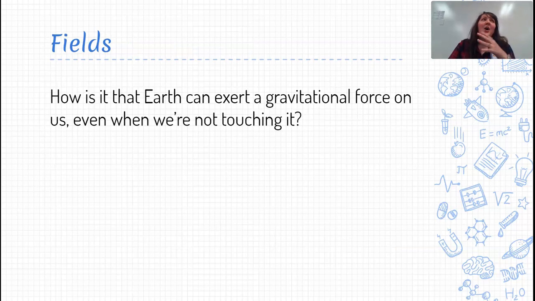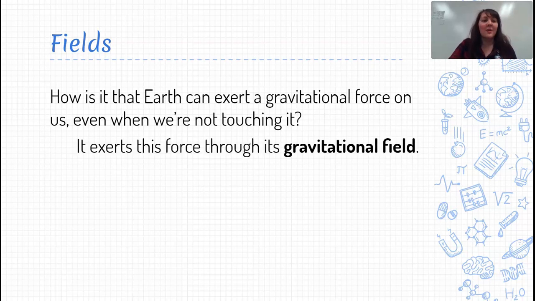So Earth, we know, exerts this gravitational force on us, but as we've talked about before, unlike a lot of other forces like friction or applied force or tension force, gravitational force can act at a distance without actually touching us. How is gravitation able to do that? The reason is because gravitational forces act through these things called fields.